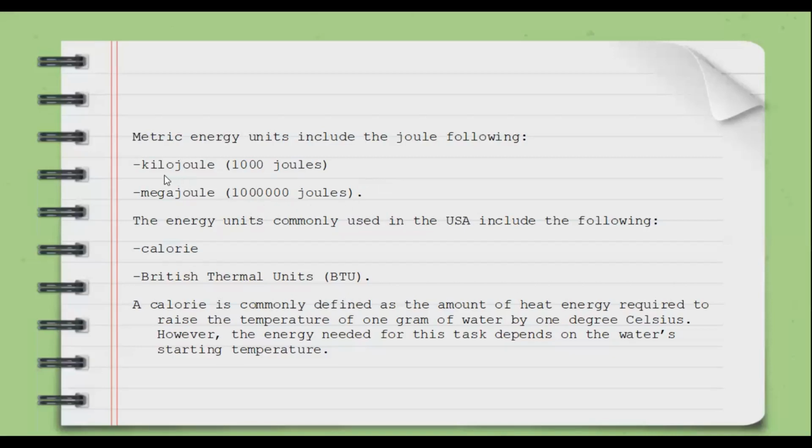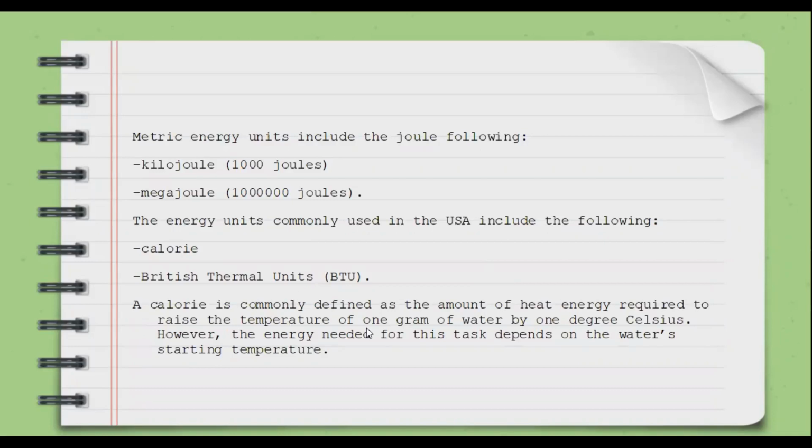So in kilojoule, we have the exponential form 1 times 10 raised to the third power. And in megajoule, 1 times 10 raised to the sixth power. So that's why megajoule is equivalent to 1 million joules and kilojoule is equivalent to 1,000 joules. The energy units commonly used in the USA also include the following. We have the calorie and the BTU, or the British thermal unit.